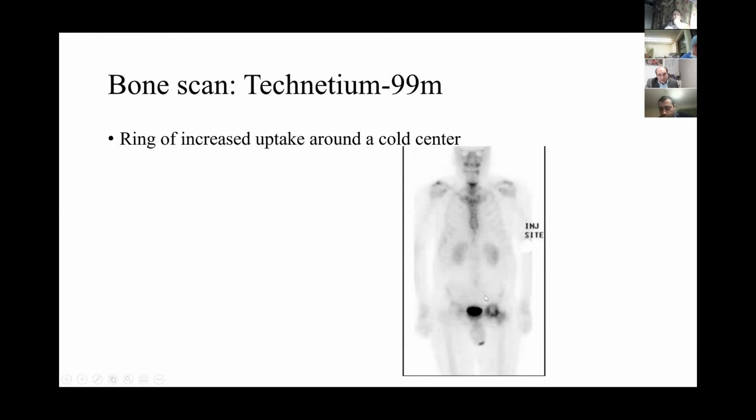You get a ring of cold area followed by a center of cold area followed by a ring of uptake, and in some literature they call it the donut sign.